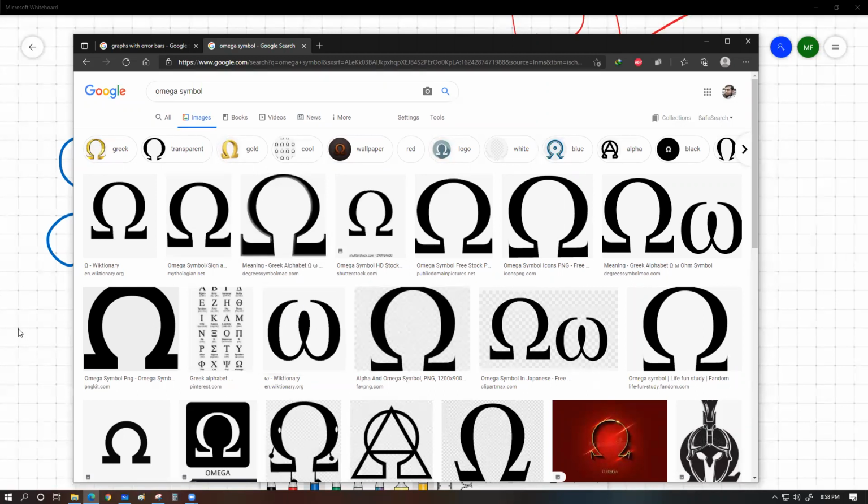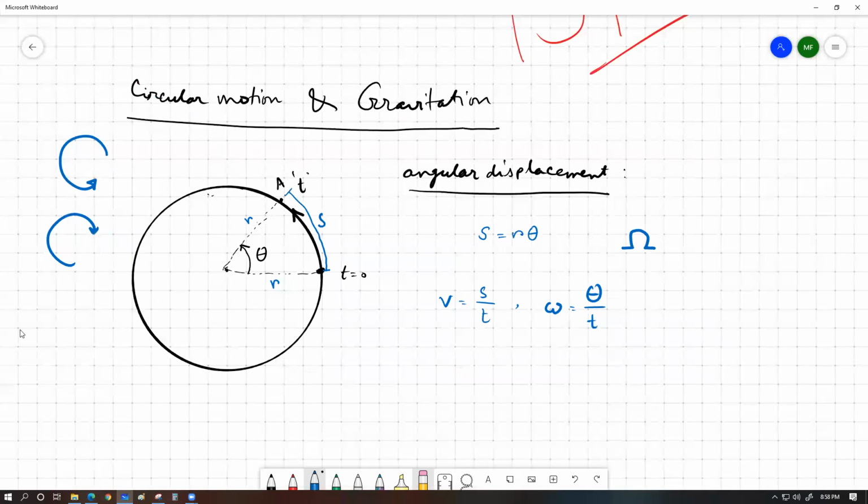For example, whenever I'm trying to differentiate between my writing of omega and W, I prefer to write my W like this with a small ear over here, and omega I try to write with curves only. So this is the symbol for angular velocity or angular speed, which is given by theta over time. Linear speed has a unit of meter per second, and angular speed has a unit of radian per second. So that's that.